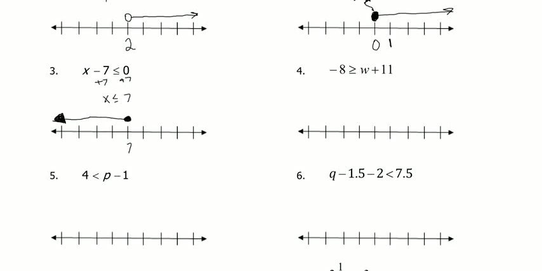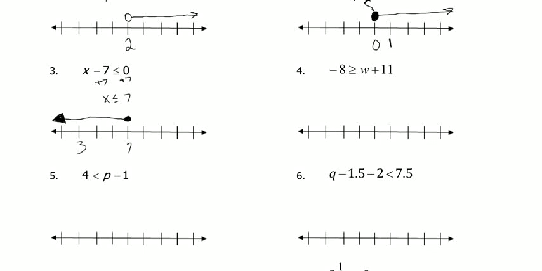Okay, and of course we could check it the same way. You could pick anything that's smaller than 7. You could even pick 3 and plug it in, and 3 minus 7 is negative 4. Negative 4 is, in fact, less than 0. Okay, 7 minus 7 is 0. That's equal to 0, which falls into the right bracket.